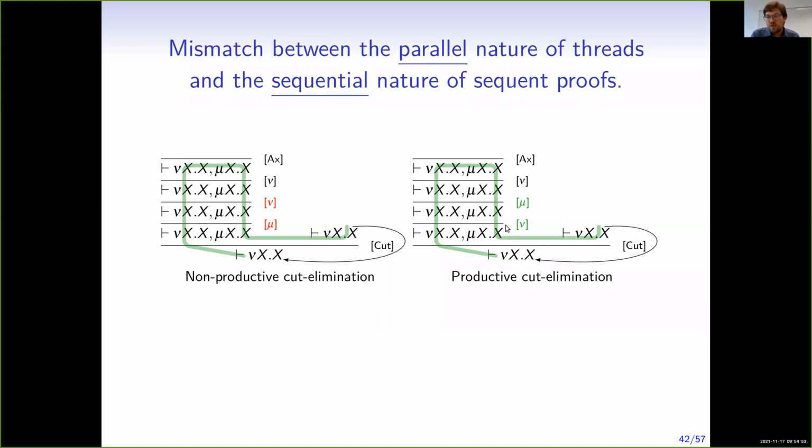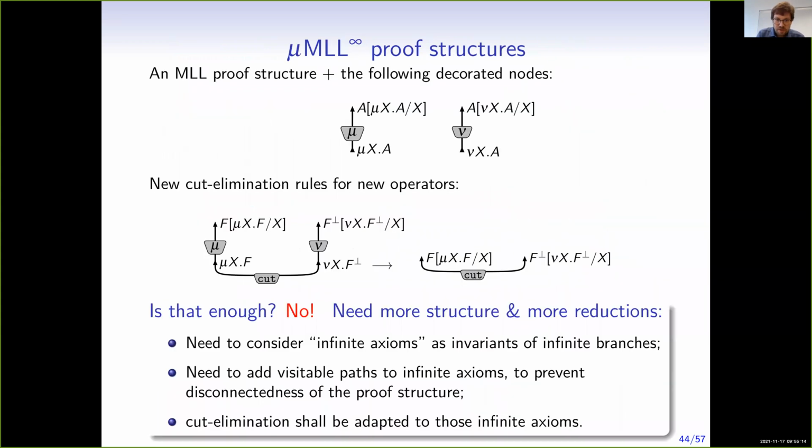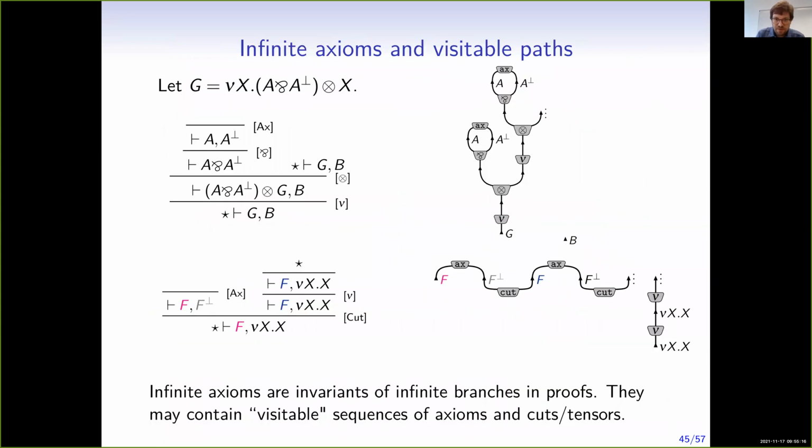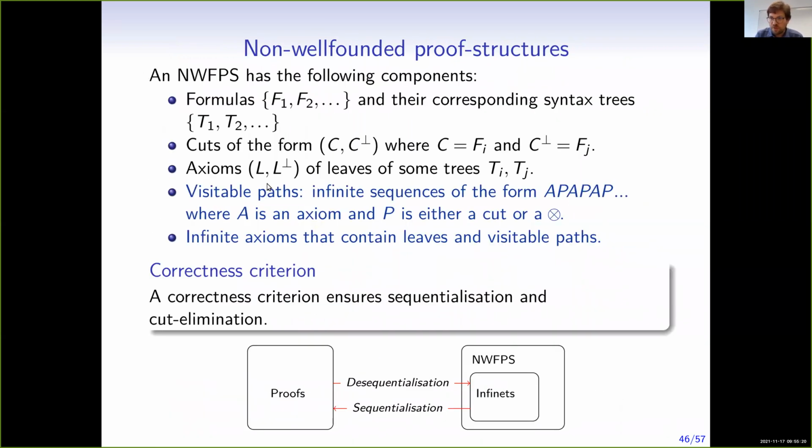So a natural direction, which we have been working on with Abhishek Dey and Luc Pellissier for some time, is to design parallel proof objects in linear logic, and they are known as proof nets. So we have designed proof nets for mMALL infinite. I will just review the results that we have here. Okay, so we have a notion of non-well-founded proof structure with a correctness condition that ensures sequentialization.